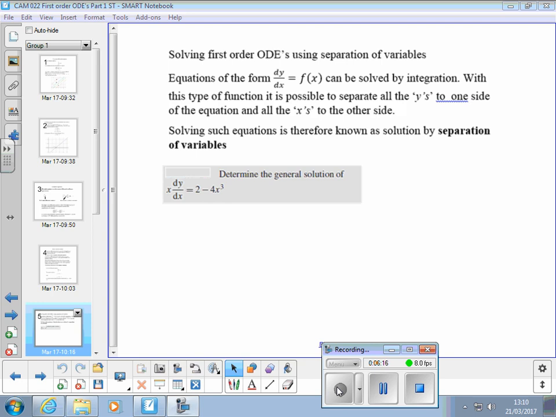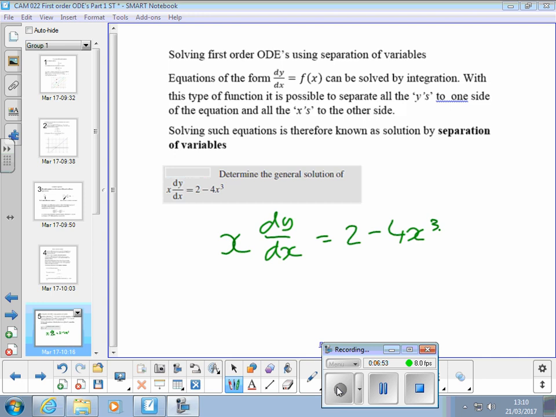So what we're going to do is have a look at that example on the board there. Determine the general solution of x times dy by dx is equal to 2 minus 4x cubed. Yep. So let's write that out so it's nice and big. We've got x dy by dx is equal to 2 minus 4x cubed.